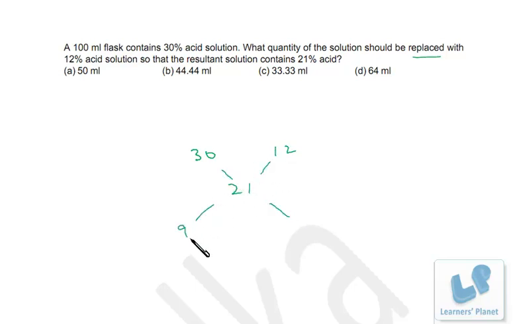So it's 9 and 9. So it's 1:1. That means 30% acid and 12% acid should be in equal quantity. That means 50% of this should be replaced. That means 50 ml should be replaced. As simple as that. Okay. I have just followed here the method of alligation. You can very well attend the lecture of alligation and mixtures. That's there in the basic sessions.